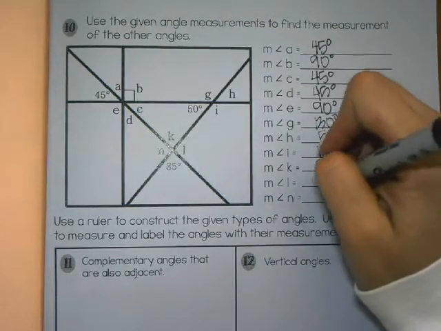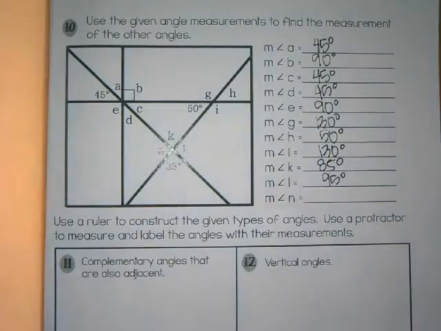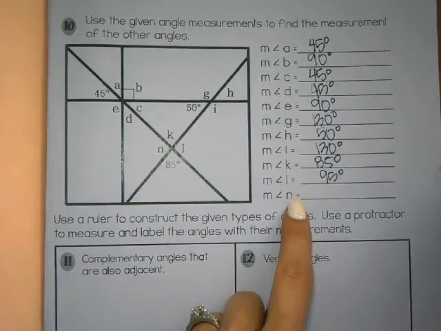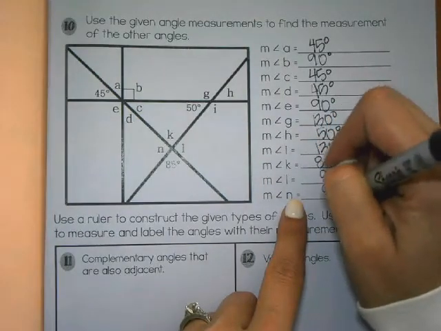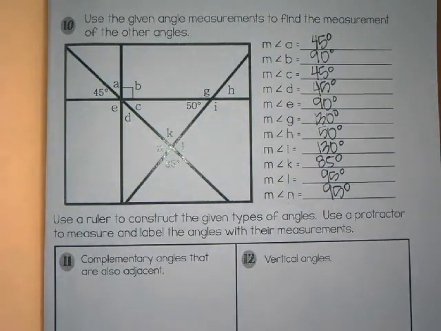How did you get 95 degrees? Well, 85 and L are supplementary, so 180 minus 85 equals 95. Excellent. So as he just said, L and 85 make up a 180 degree supplementary angle. So we take 180 minus 85. That's how we get that 95. And then 14, what's N? 95, because they are what? Vertical.